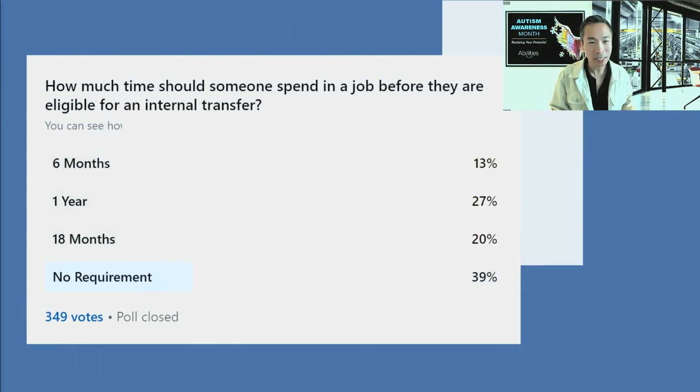So back to the case study. Here's one of my LinkedIn surveys. I asked my network, how much time should someone spend in a job before they are eligible for an internal transfer? So I wanted a different type of data, right? What this tells me is that the super majority of people believe there should be some minimum time period before an employee can transfer to another job. Nearly half thinks it should be 12 to 18 months.